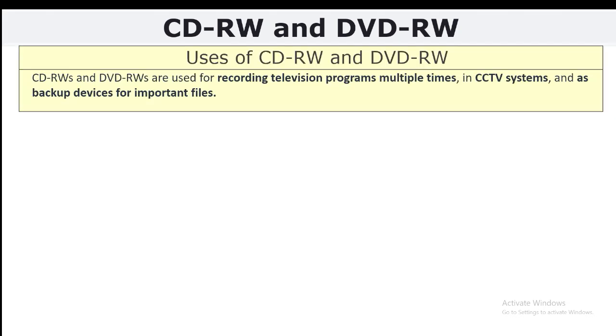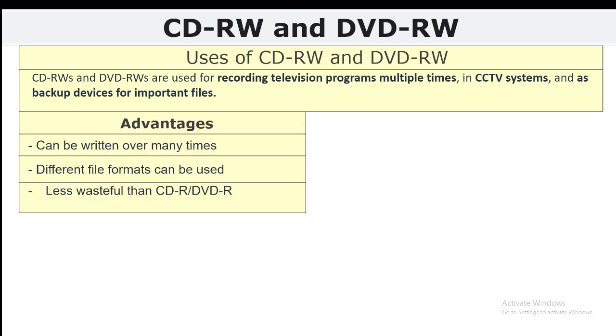All right. Here are some pictures of some DVD-Rs and CD-Rs. Okay, next we look at CD rewritable and DVD rewritable. Now, they are basically used for recording TV programs multiple times, and then they can also be used in CCTV systems as well as for backups. All right, so now because they can be rewritten over, it comes as an advantage, and they have different file formats that can be recorded on these CDs or DVDs. And then the last one is that they are less wasteful than CD-R or DVD-R. So you don't have to buy a lot of CDs to do the recording.